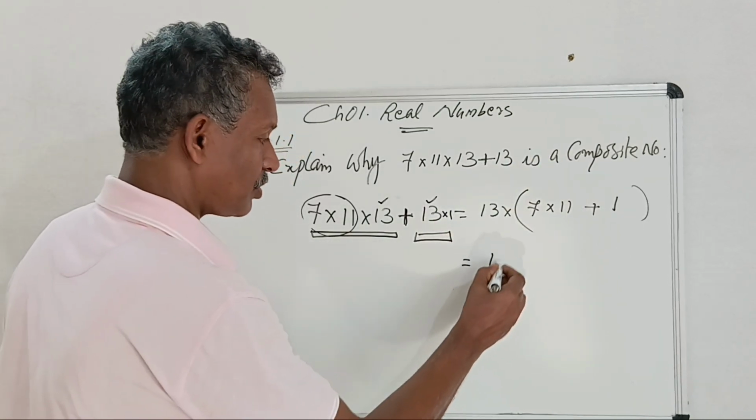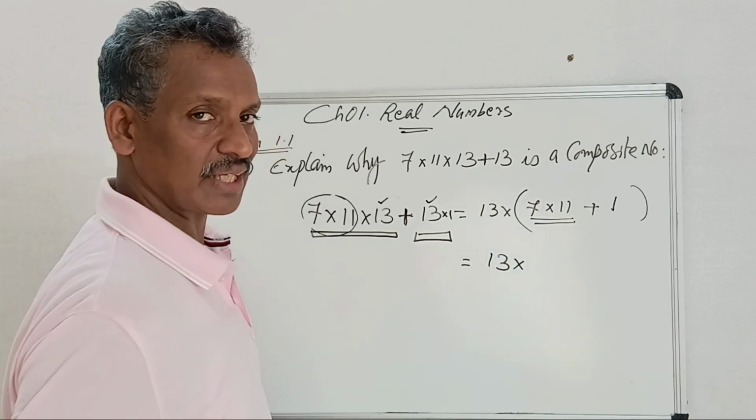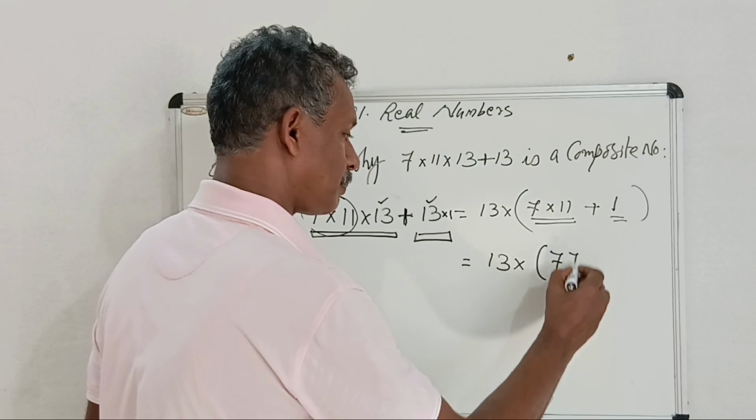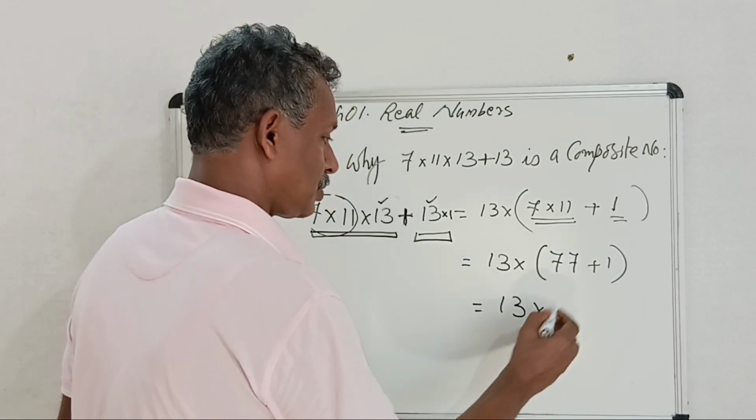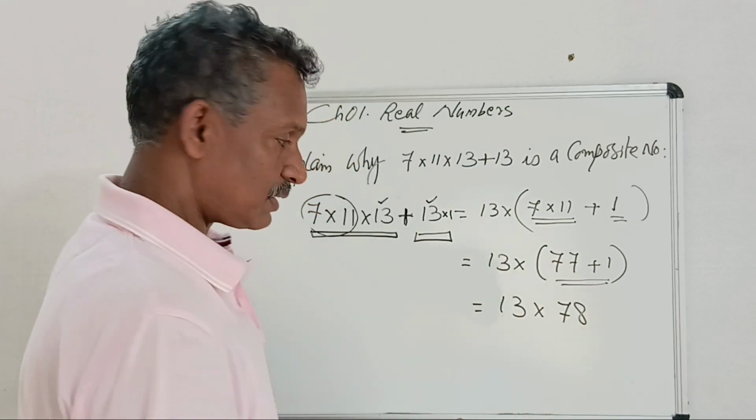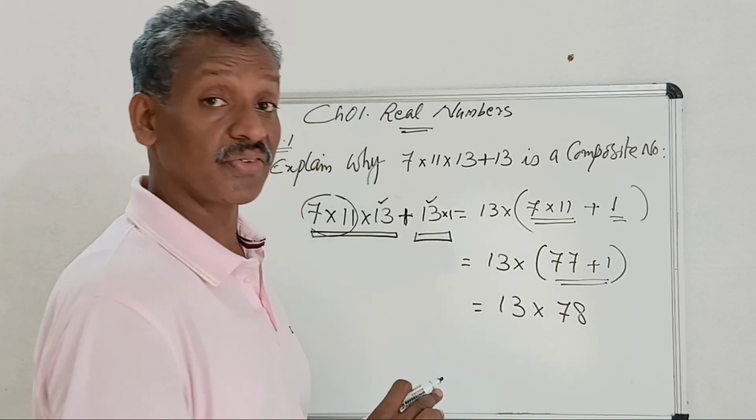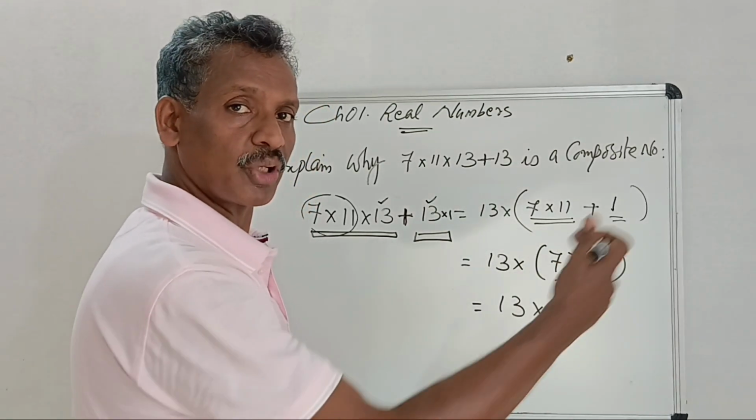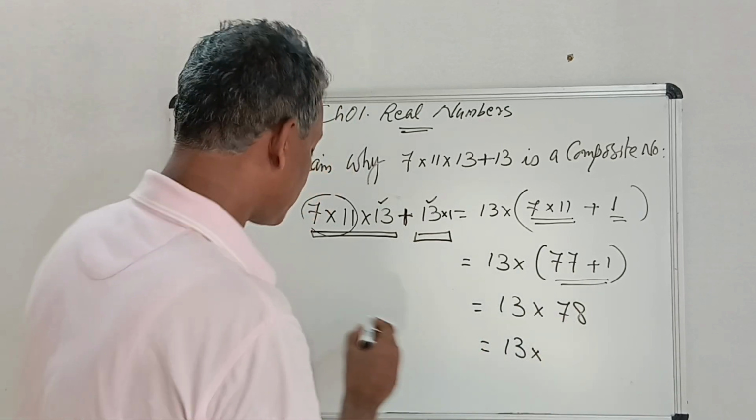Then we can write 13 multiplied by the bracket, 77 plus 1. So 13 into this is 78. Now we can see it is only a product. 13 is prime but 78 is not prime. It's a composite number, but every composite we can write as the product of primes. So 13 into this 78, you can factorize.